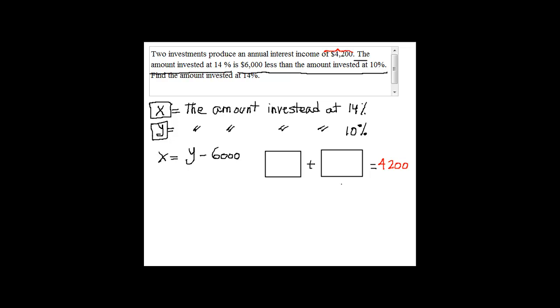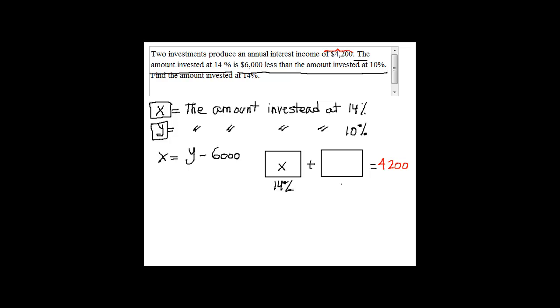Now, let's see how much we have in the first account. The first account, we are investing X dollars. We don't know how much we're going to invest. I'm going to put X dollars here. Now, what we get out of this account is 14% interest. So I'm going to put 14% down here.